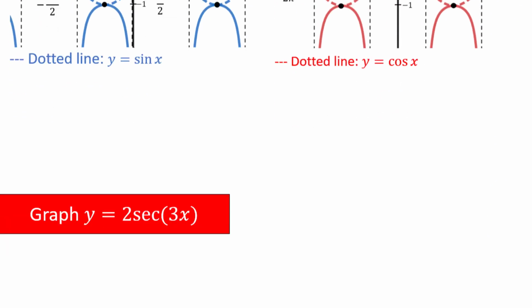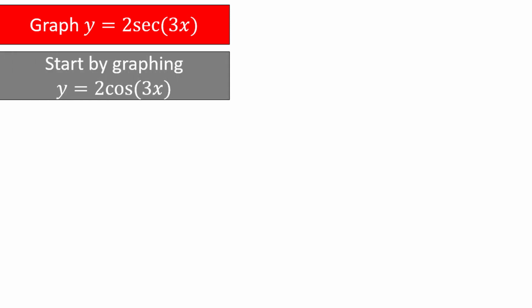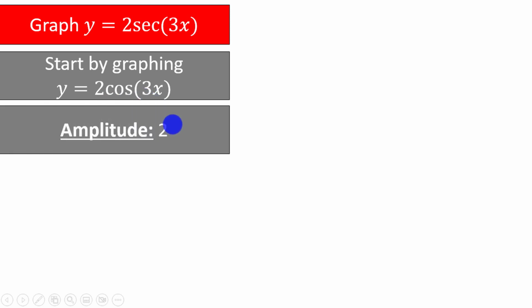Let's try some examples. Say we are asked to graph y is equal to 2 times the secant of 3x. We will start this by graphing y equals 2 times cosine of 3x, because cosine is the reciprocal of secant. You should hopefully know that the absolute value of the number multiplying the cosine function is what we call the amplitude. This cosine function will oscillate between 2 and negative 2.